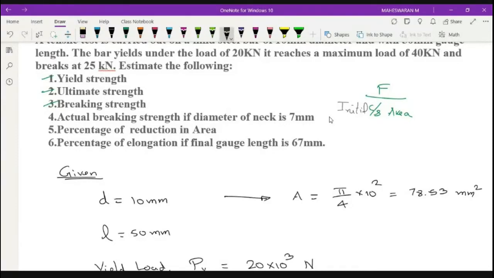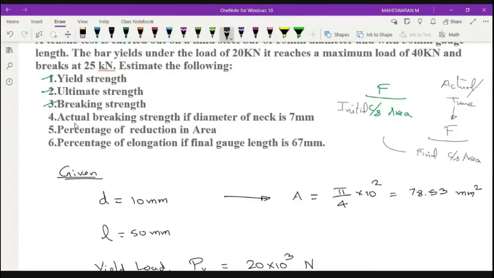But what happens when you apply a load? The diameter is reducing. Whenever you apply a load, your length is increasing and your diameter is reducing, so we have to consider that also. If you consider that, your formula will be similar, which is force divided by, instead of initial, the final cross section area. This one we call the actual or true strength.